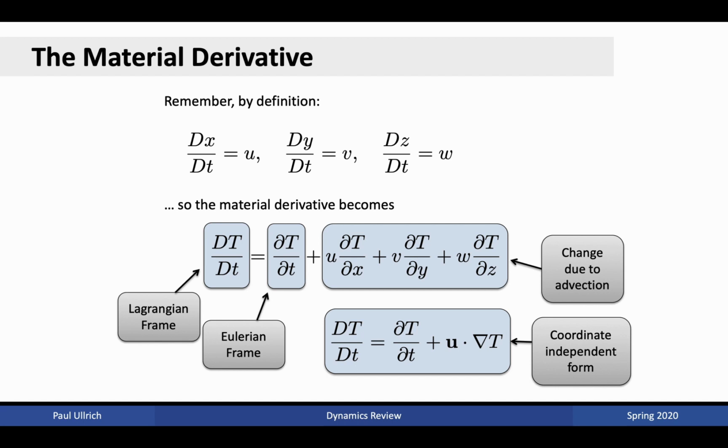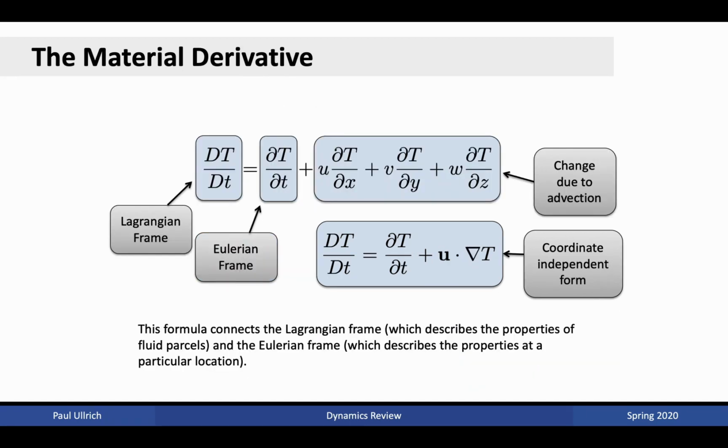Analogously for meridional distance as well as vertical distance. So, replacing those material derivatives with the velocity components, one then obtains this expression that relates the Lagrangian frame change in time to the Eulerian frame change in time of temperature, as well as a term that is associated with change due to advection. So to review, the left-hand side here represents the Lagrangian frame, temperature following the fluid parcel, and the right-hand side represents the Eulerian frame, measurements taken at a point. Thus, this formula connects the Lagrangian frame and the Eulerian frame.